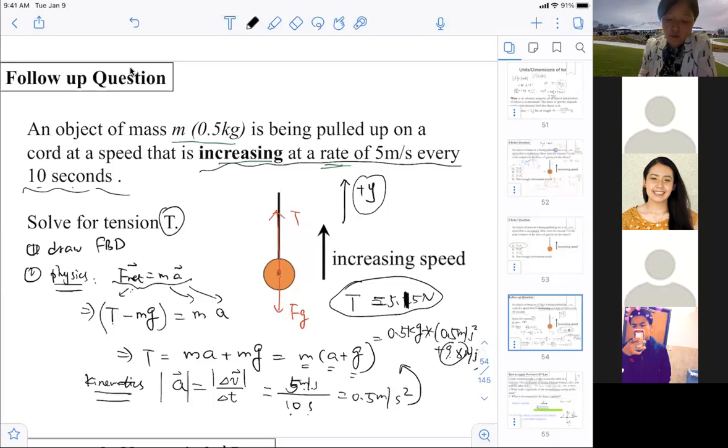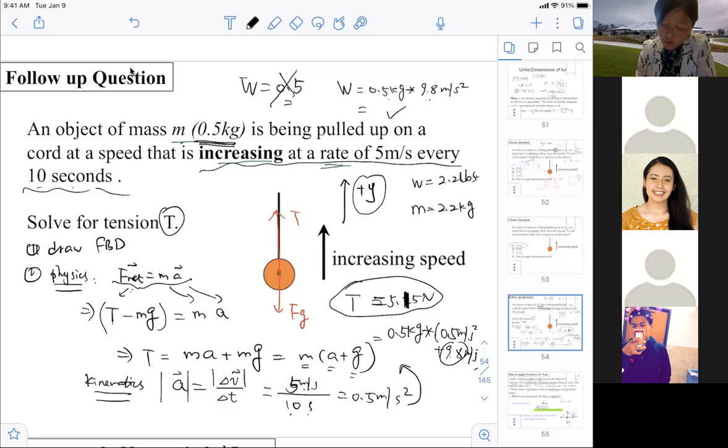For example, if I tell you the mass is 0.5 kilograms, then you cannot write that weight is equal to 0.5. That would be wrong, right? You need to convert it. What is the weight? Weight is mass times little g. So if you have a mass, you can convert it to weight. Likewise, if you're given a weight equal to 2.2 pounds, then you cannot write mass is equal to 2.2 kilograms or 2.2 pounds, because pounds is a weight, not a mass. So that would be wrong.